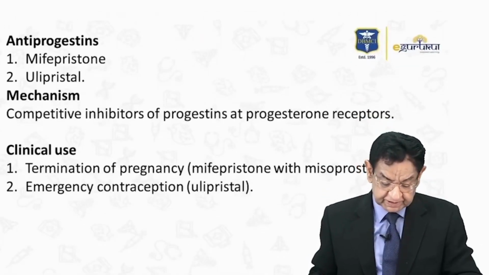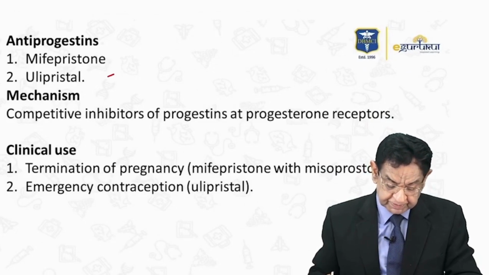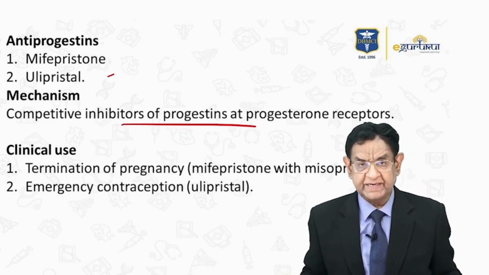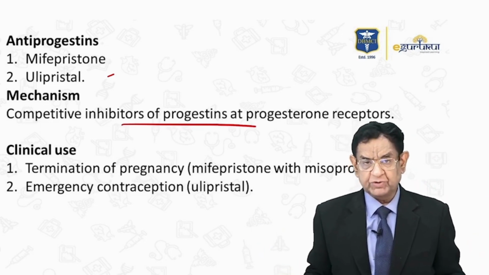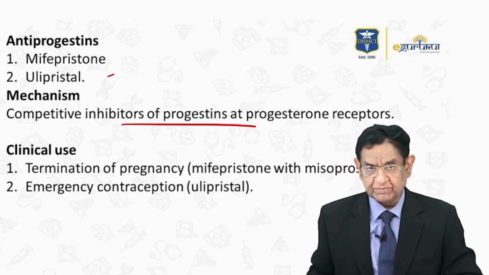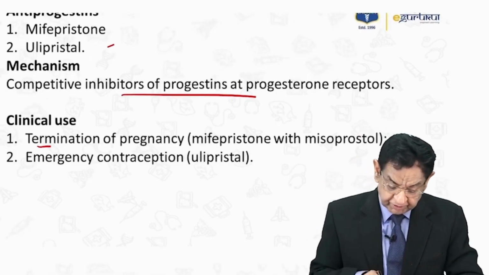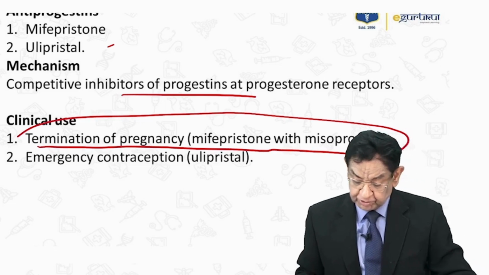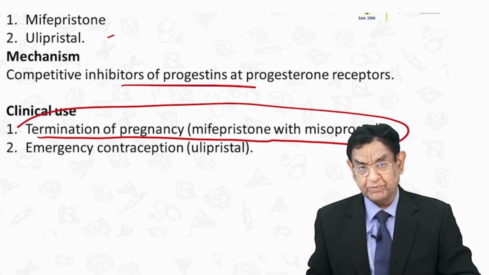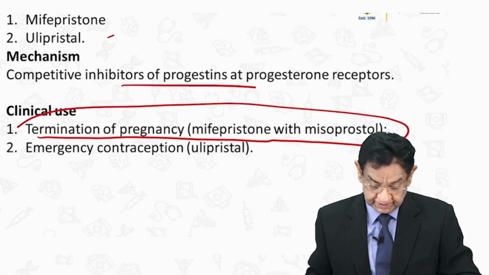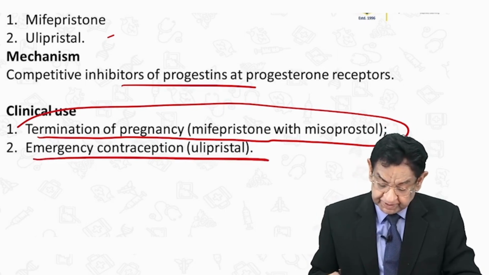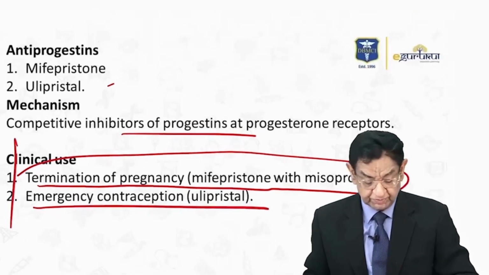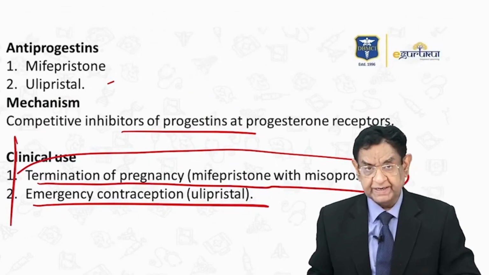Then we have anti-progestins like mifepristone and ulipristal. They are inhibitors of progesterone. Definitely when we say they are antagonists of progesterone, they are going to reverse the action of progesterone. Where do we use them? For termination of pregnancy, mifepristone is used with misoprostol. Very, very important point. Don't forget. And for emergency contraception we use ulipristal. These are again very important uses of the so-called progesterone inhibitors.